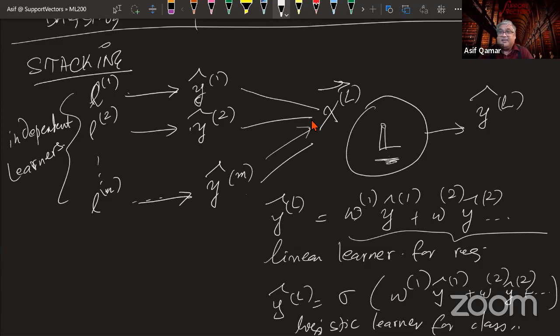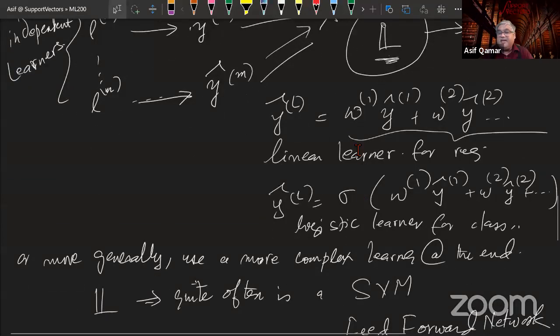And when you do that and then make a final prediction, the most obvious example would be just a linear combination, just some weighted combination of the predictions of the other learners. Giving more weightage to a learner you trust more, and less weightage to another learner, and so forth. You could do that for regression. For classification, you can do some sort of a sigmoid of that.